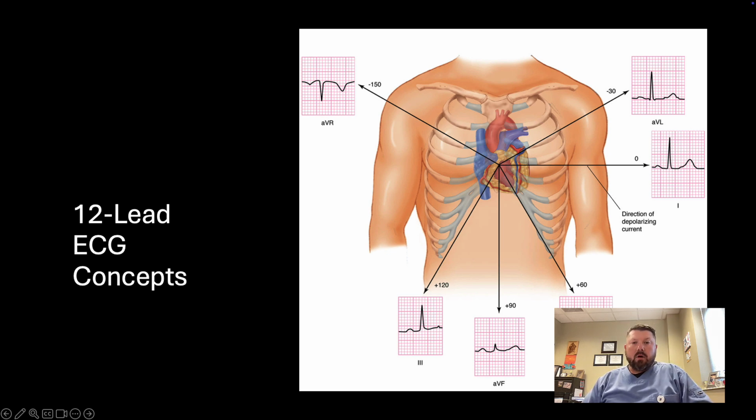So your limb leads, which are leads 1, 2, 3, AVR, AVL, and AVF, combine together to make the hexaxial reference system. This is important to use when you're determining axis. We're not discussing this right now, but your limb leads and your precordial leads together make your 12-lead.